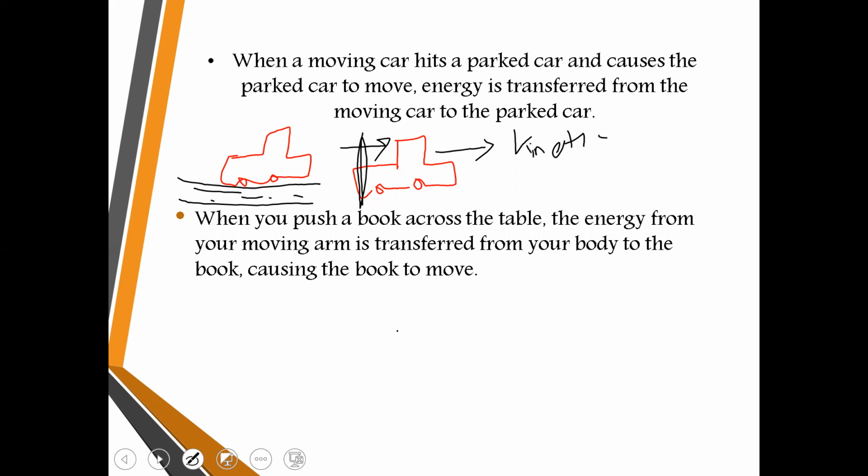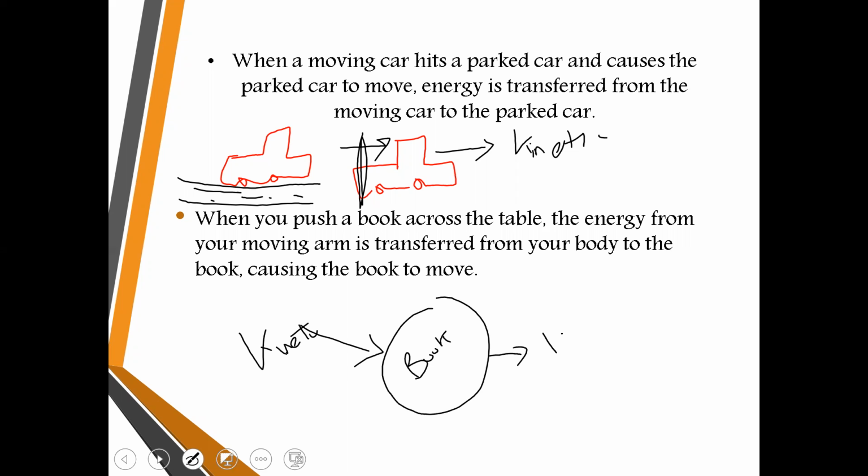Because there's an energy you apply to the book. From where is this energy? I have my energy in my hand, in my arm. I have a kinetic energy because I move my arm. This kinetic energy enters the book and lets the book move. So the kinetic energy in, the kinetic energy out.